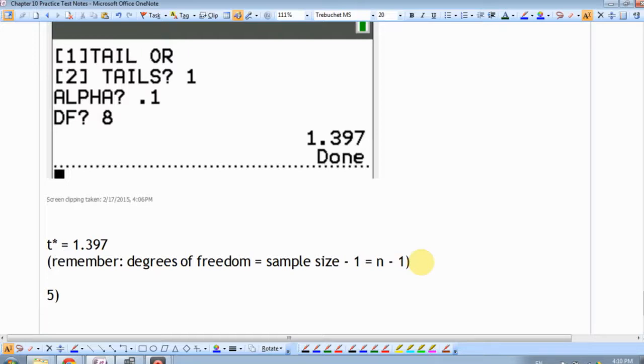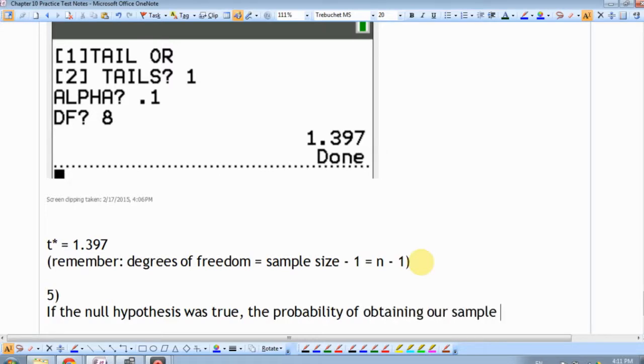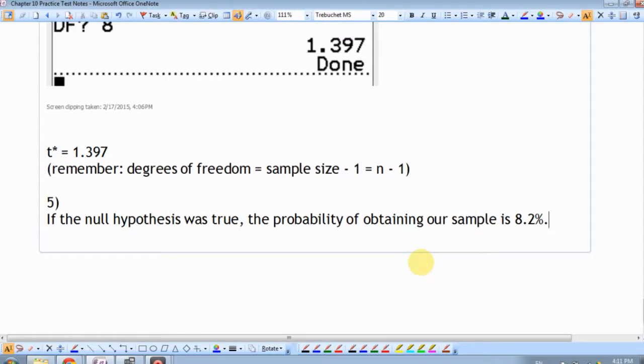So that's basically, what does that sentence say? Find the p-value. Right, I mean, what does our summary say? If the null hypothesis was true, the probability of obtaining our sample is, what did we get for the p-value? 0.082, yeah, 8.2%. Now, we don't get an alpha level, so we can't really make a decision here. So that's pretty much it.